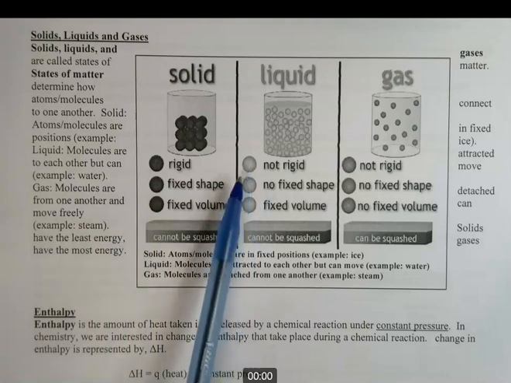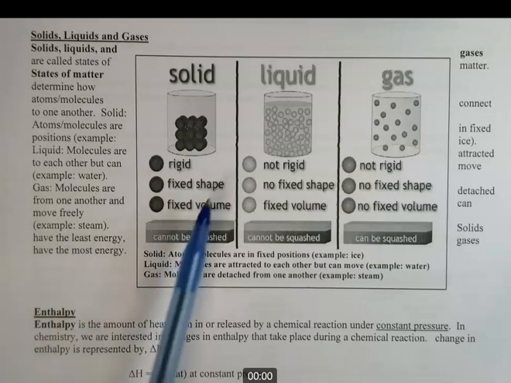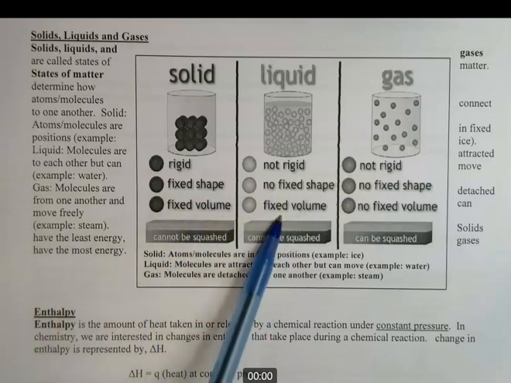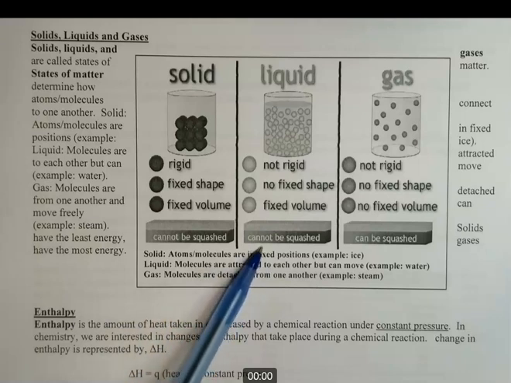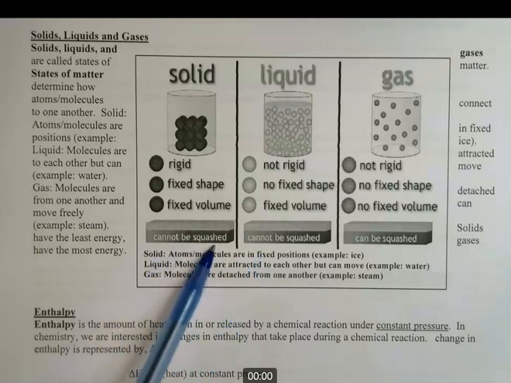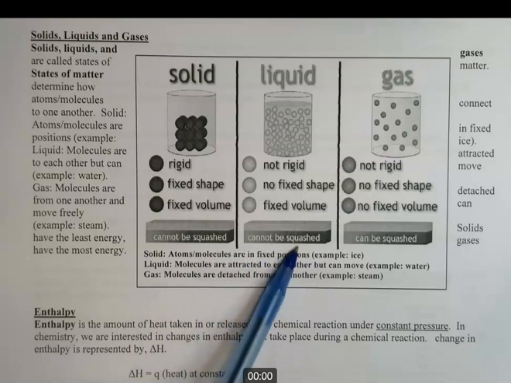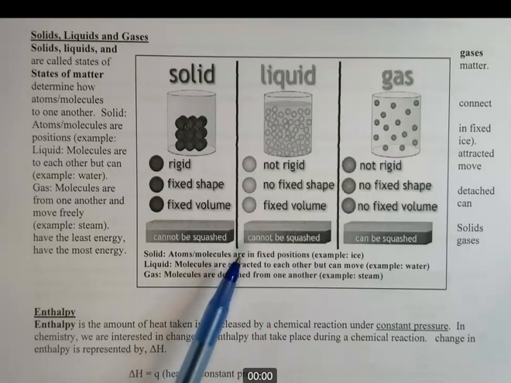Now, liquids are not rigid. You can slosh water around in the glass. It has no fixed shape, but it does have a fixed volume. In other words, if you have 1 gallon of water, you can pour that into different containers that have different shapes, but it's still 1 gallon of water, so the volume does not change. By the way, just as with solids, they cannot be squashed, as they say here. You can't compress them is really the more technical way to say that. They can't be compressed or squeezed down.